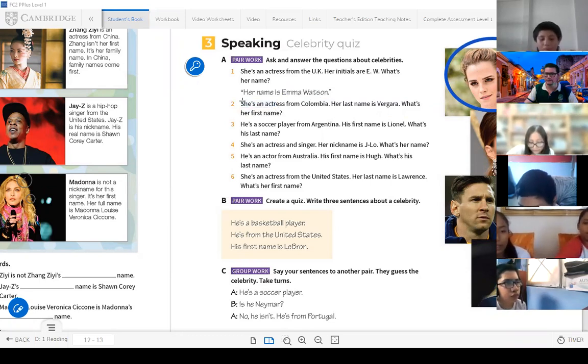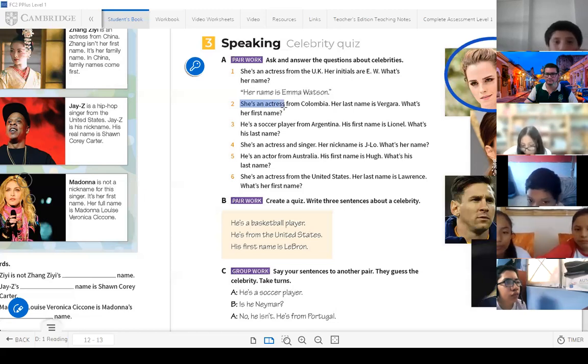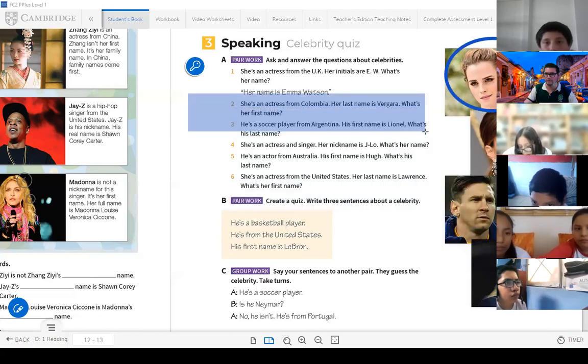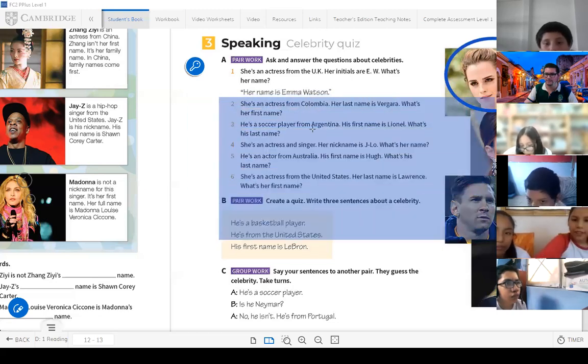Where is Canchari? ¿Dónde está Canchari? Vamos. Read, solamente vas a leer, hijo. She's an actress. Are you there, Canchari? Canchari, hello, where is Canchari? Sí, profesor. Okay, vamos, Canchari. She's an actress. ¿Dónde, profesor? Aquí, number two, hijo, vamos. ¿Dónde estás, hijo? Tienes que seguir la clase.